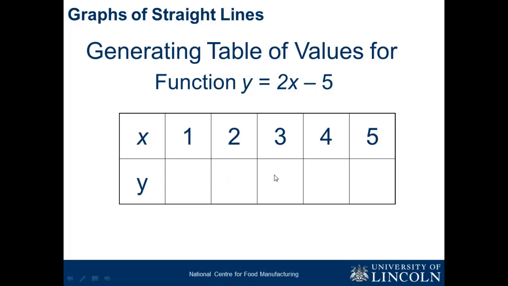Then for x equals 3, 2 times 3 equals 6, minus 5 equals 1. For x equals 4, 4 multiplied by 2 is 8, minus 5 equals 3. And for x equals 5, 2 multiplied by 5 is 10, minus 5 equals 5. So let's look at how we could do that also in another way.